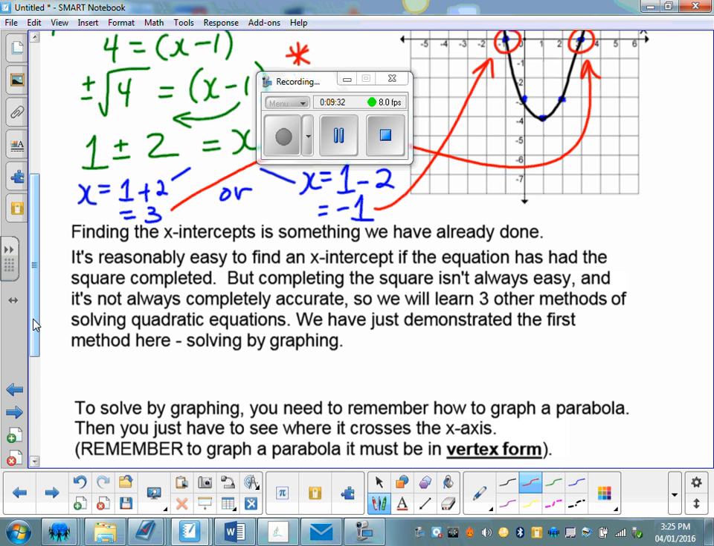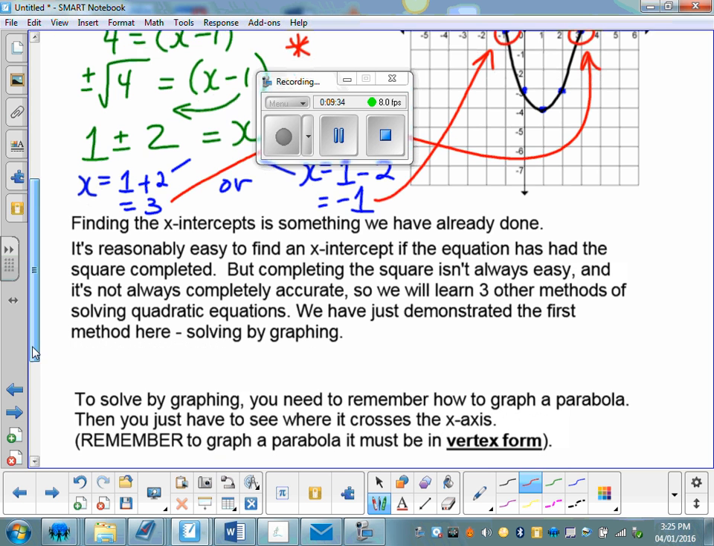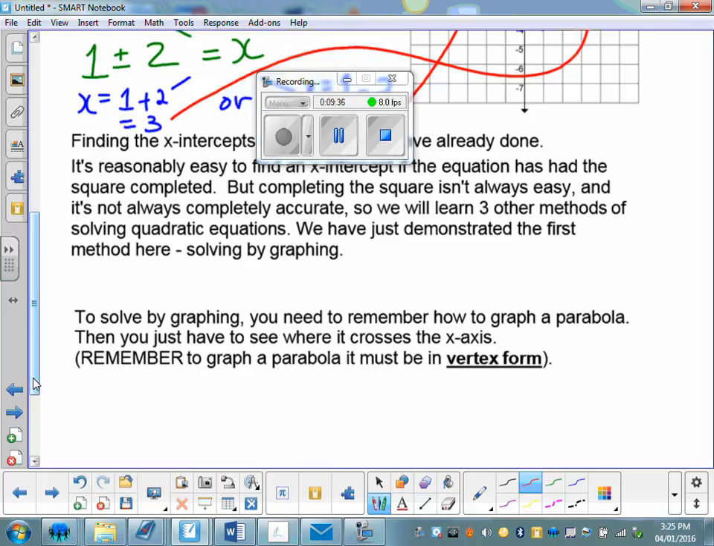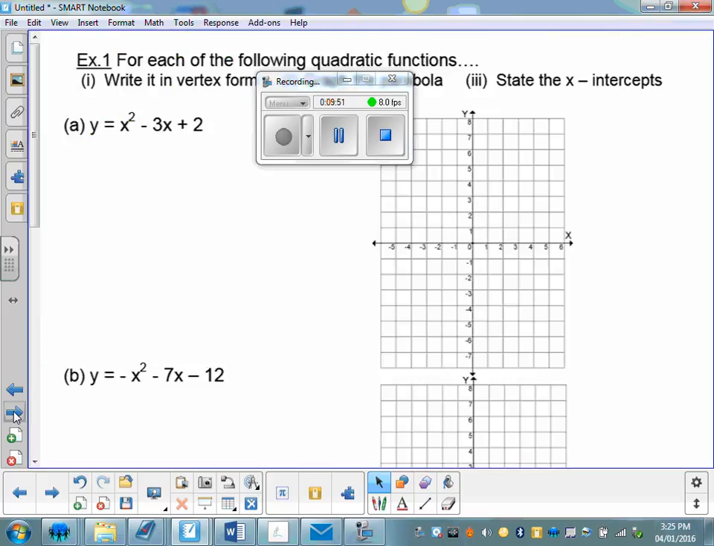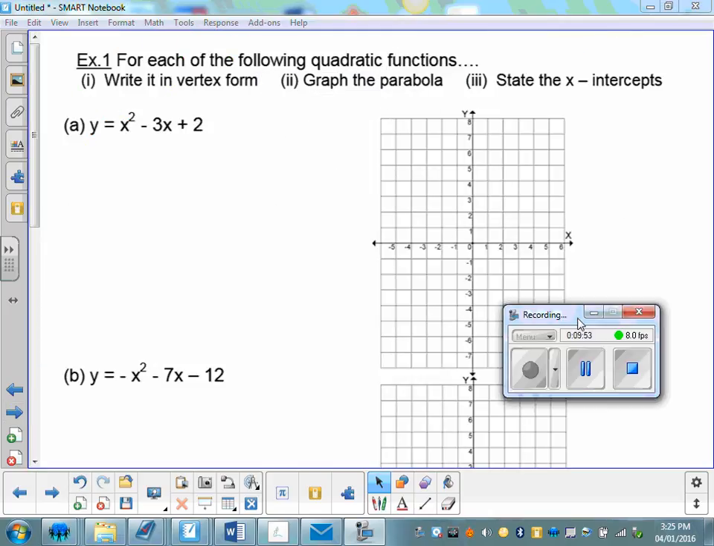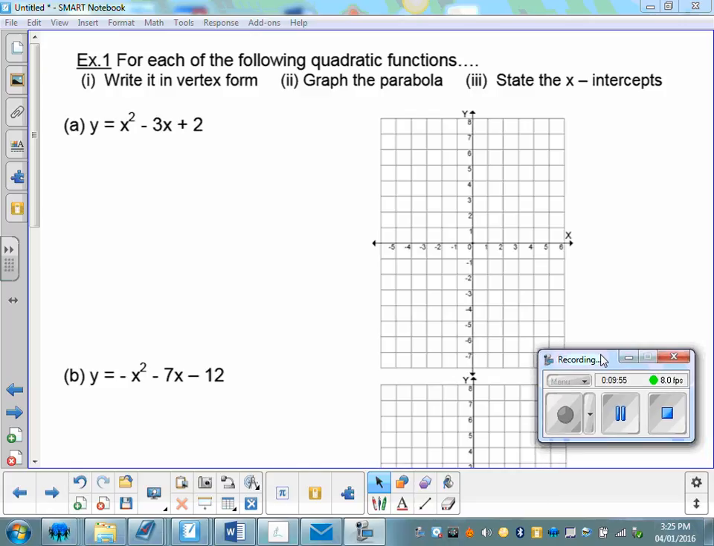And I could have picked out those x-intercepts by just looking at the graph. So to solve by graphing, you need to remember how to graph a parabola. Then you just have to see where it crosses the x-axis, because those are the x-intercepts. So remember to graph these parabolas, these quadratics, we want it in vertex form. So we're going to go through these 3 examples here, just so you see the steps involved.